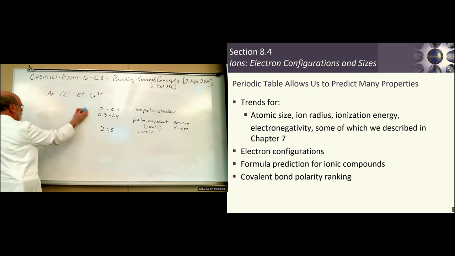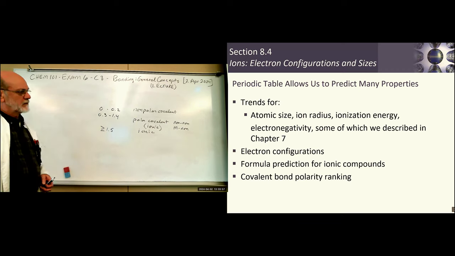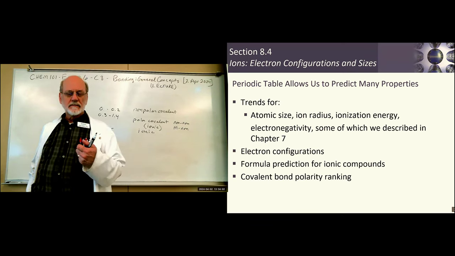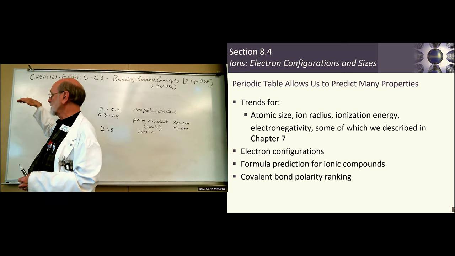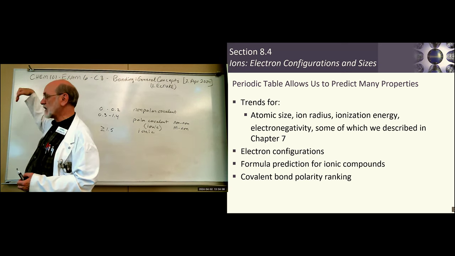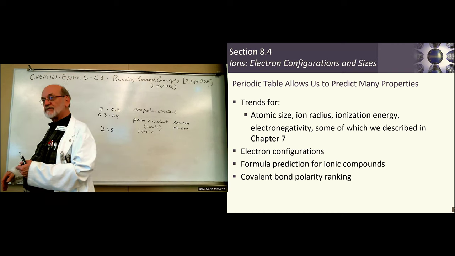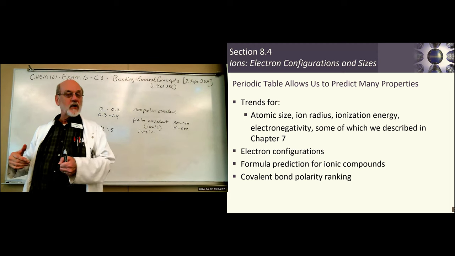We're dredging up some old stuff here to kind of round out the discussion. So we know the atomic size gets smaller from left to right, and it gets smaller from bottom to top. Okay. We know ionization energy gets bigger from lower left to upper right. Right. We know that.